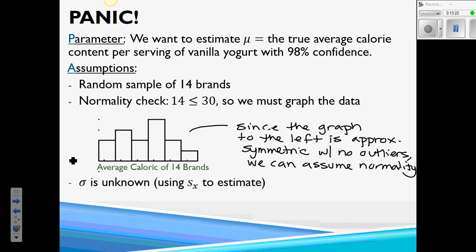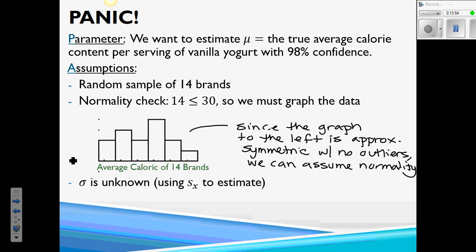Okay, so we're checking to see if it's normal. And then our statement here, because were we given what the population standard deviation is? Answer is no, we were not given that. So what are we using to estimate? S sub x. And what does that invoke that we do? T procedures. Does that make sense? Very important you know when you use T, when sigma is unknown.